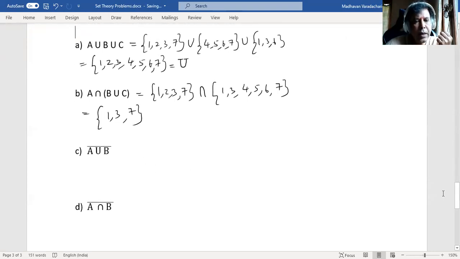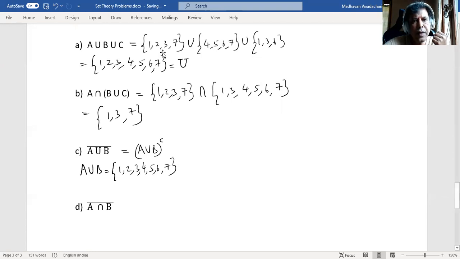Next one, A union B, the whole complement. This is actually A union B, the complement. So first let us find out what is A union B. Elements which belong to A or B or both. So I can consider this. This is A, this is B. 1, 2, 3, 4, 5, 6, 7 means everything comes. 1, 2, 3, 4, 5, 6, 7.